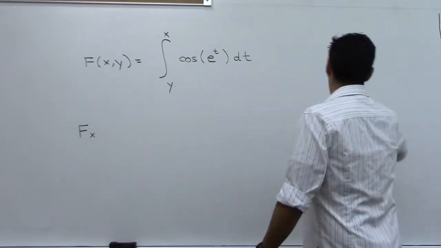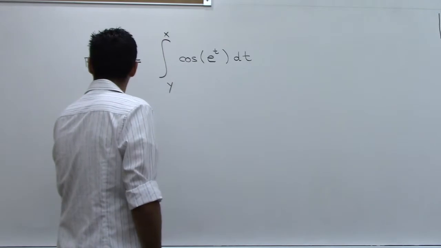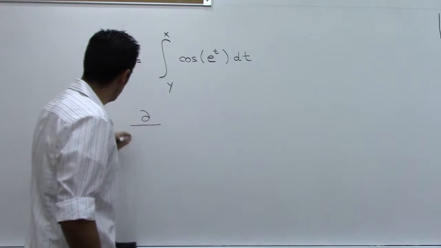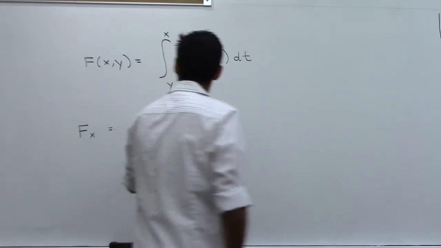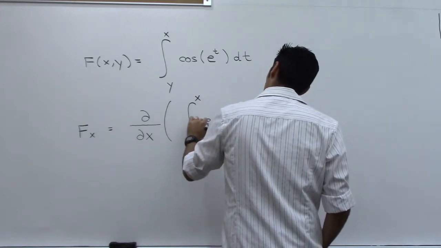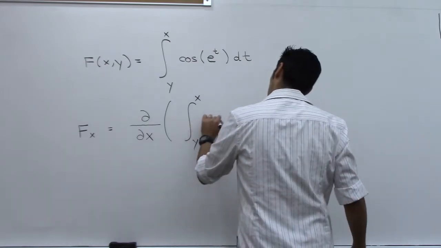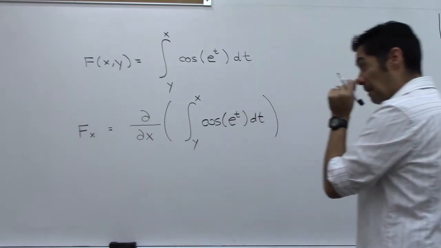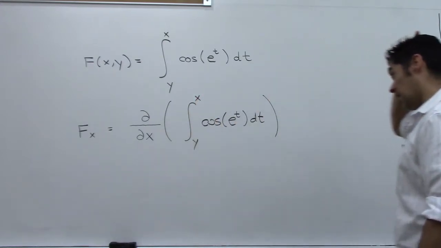What we're going to do is first imagine taking the partial derivative, I'm using some different notation, with respect to x, of the integral from y to x of e to the t, cosine of e to the t dt, like this. Now I'm treating x as if it's a variable. I'm treating y as if it's a constant.